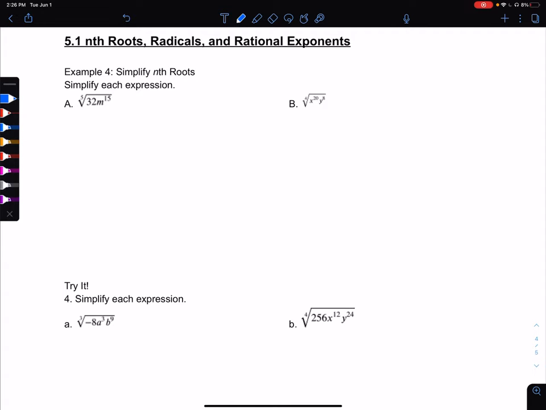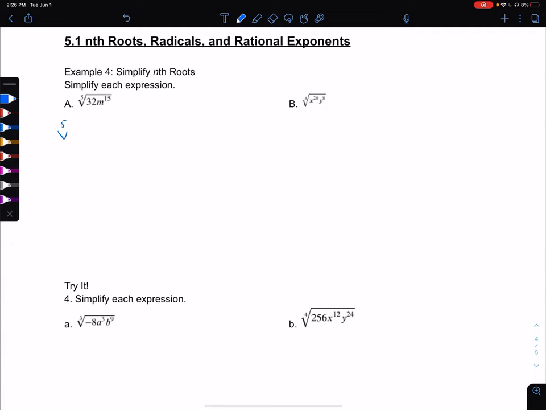And as the problems get more complex, you'll just have to add in an extra step. You'll have to make some kind of slight changes. All right, so part A, simplify each expression. We have the fifth root of 32m to the 15th. I'm going to show you the math going on in the background and then show you what you could do to kind of make this problem a little bit easier for yourself.